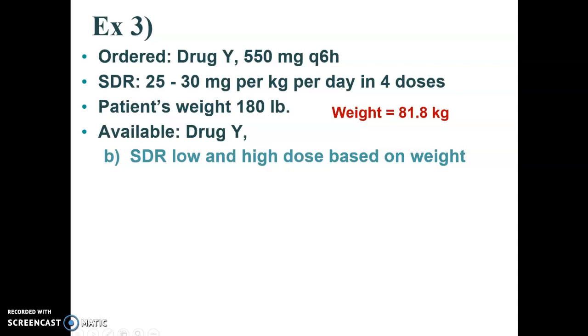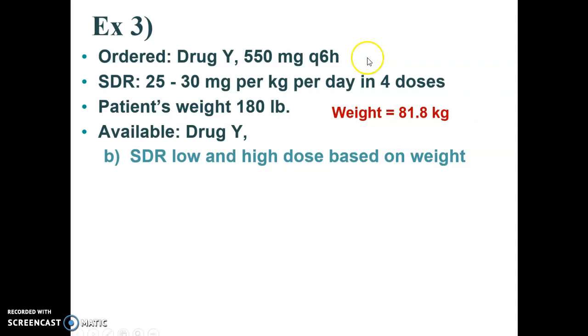So our every 6 hours compared to 4 doses in a day, is that the same thing? Every 6 hours means that, if there are 24 hours in a day, if I take those 24 hours and divide them by 6, 24 divided by 6 is going to give me 4. 4 different times a day we have to give this medication. So yes, every 6 hours is 4 doses throughout the day. So yes, frequency matches. We are good to go, ready to move on to the math.